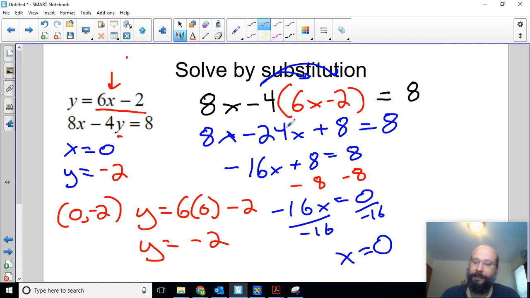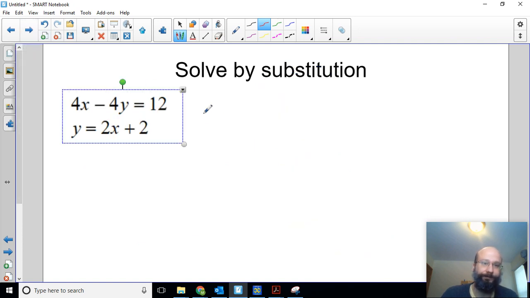That's a lot of work. It's a lot of steps. But take it one step at a time. You should be able to get it. I think I have one more in here. One more example.